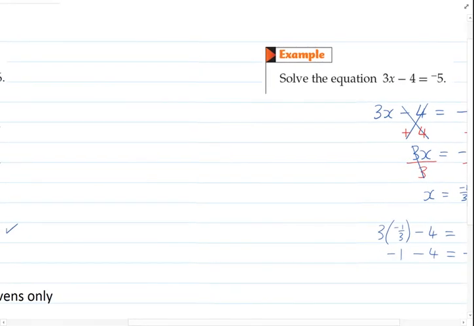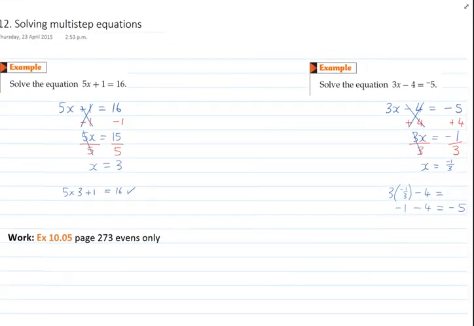Okay, so that's how you solve more than one step equations. So have a go at 10.05.